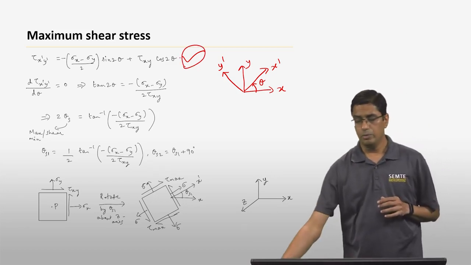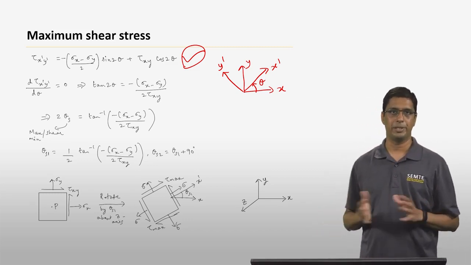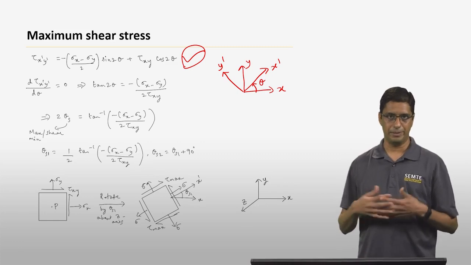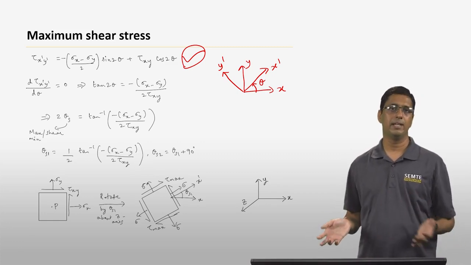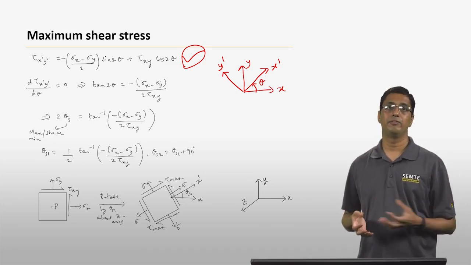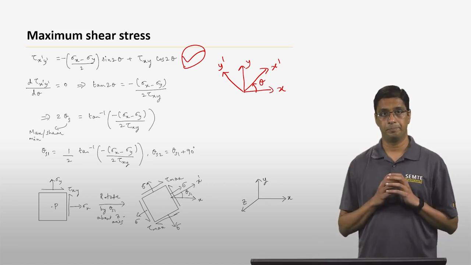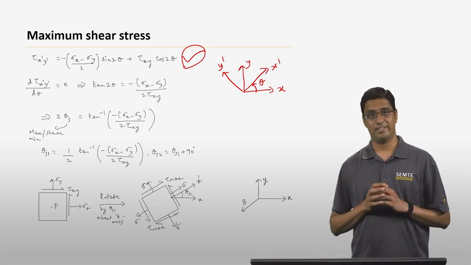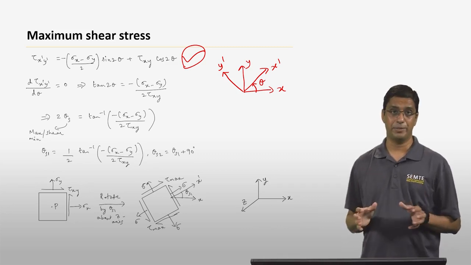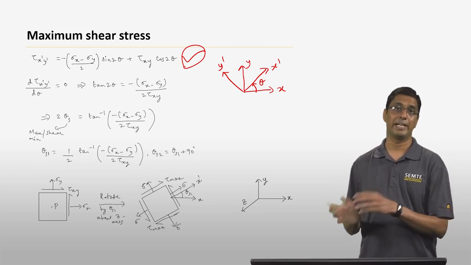Okay, now to maximize the shear stress, you essentially adopt the exact same procedure. So you take the derivative of tau x prime y prime with respect to theta and set it to 0. Okay, this is the condition that is needed for tau x prime y prime to be either maximum or minimum. In the case of shear stress, the maximum and minimum actually have the same magnitude. It's just the signs are opposite. One will be a positive shear stress, one will be a negative shear stress.